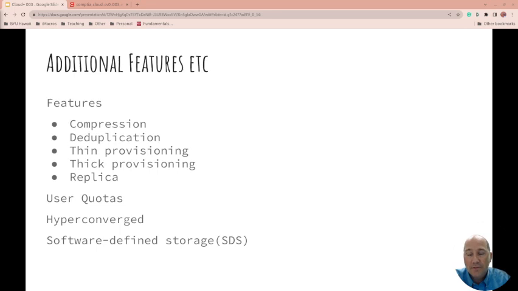It can be used well. I've thin provisioned a lot, but just realize there will be challenges when you need to use additional space. There's additional overhead. Thick provisioning is when you provision all of it, and then you are wasting a lot of space. So there's pros and cons, right? And then the replicas. So you can also do user quotas where you limit the amount of space someone can use on a system. There's hyperconverged where there's nodes, storage nodes.